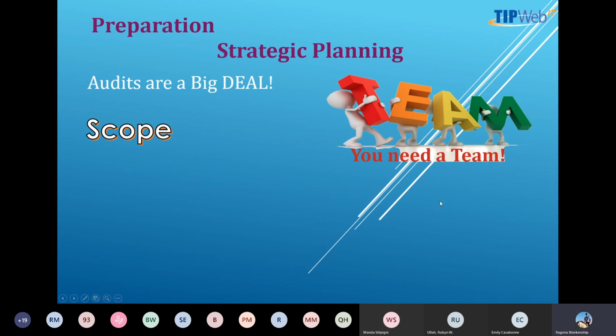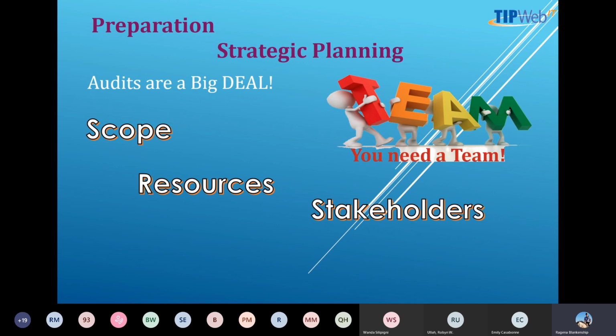So then we talk about the scope of the audit. So that basically means, what are we going to audit? We're going to talk about what resources we have to actually get that audit done. We're going to talk about who our stakeholders are. So who is this important to, and who do we need to communicate during the audit? And then our communication plan as well. So how are we going to communicate with everybody during the audit?